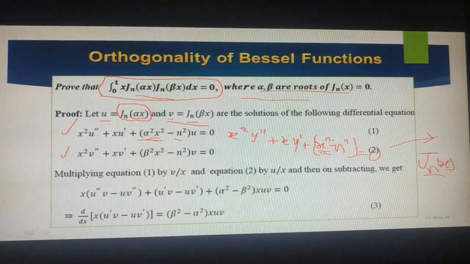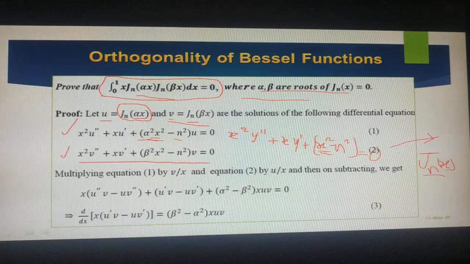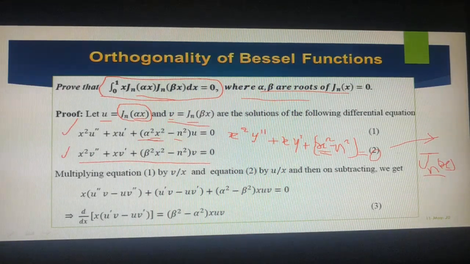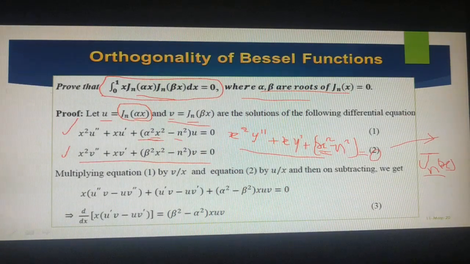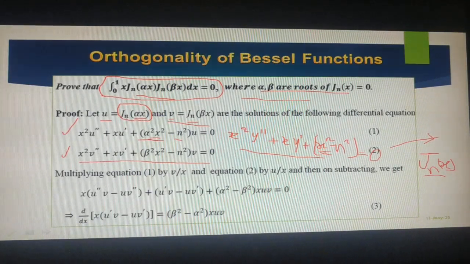Similarly, we have one more solution, v is equal to Jn of beta x. I will take that as a solution and substitute it in the equation. So we have x square v double dash plus x v dash plus (beta square x square minus n square) v is equal to 0. It is very simple. If you know the basic Bessel differential equation, we are simply substituting for y. I forgot to write here y, that is, (x square minus n square) into y is equal to 0.